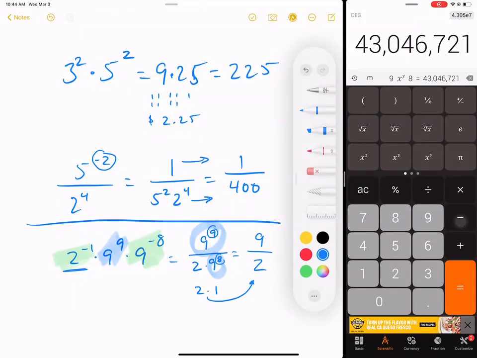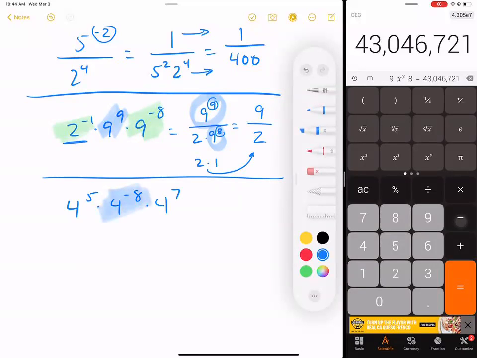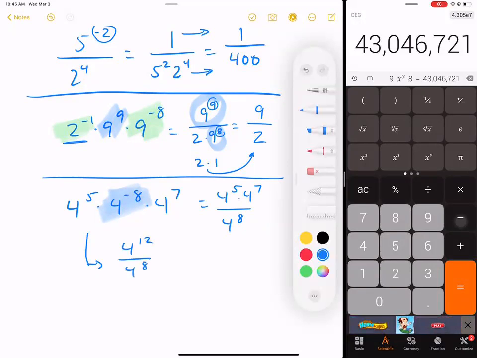Okay, let's do one more. We'll say 4 to the 5th power times 4 to the negative 8 times 4 to the 7. So hopefully you're seeing that the negative exponent doesn't belong here. You gotta move. Here we go. We're going to have 4 to the 5th times 4 to the 7th over 4 to the 8th. And if you want, you could have jumped from here to say, hey, 5 and 7, that's 4 to the 12th over 4 to the 8. You could have done that. That's perfectly fine.